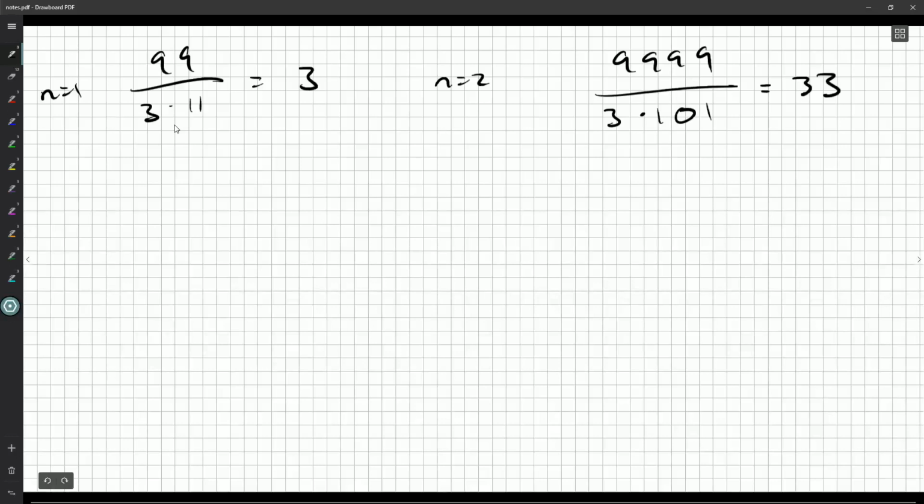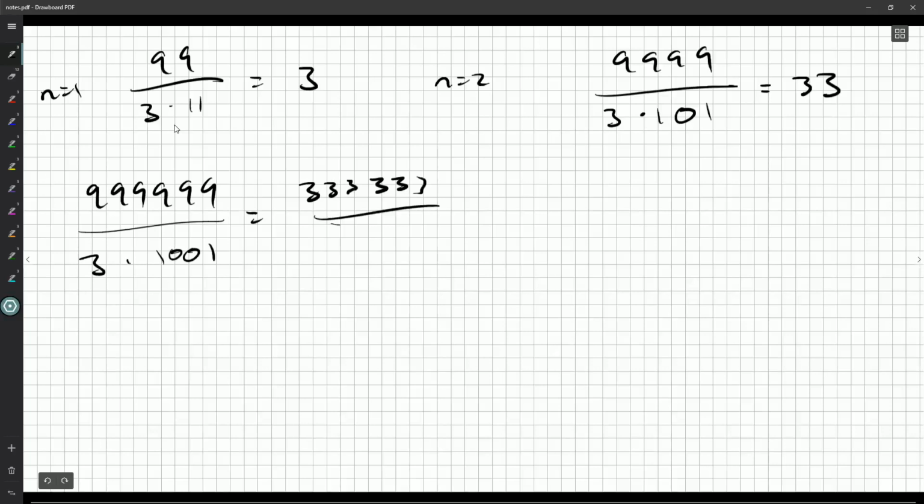So when n is 1, there was one 3. When n is 2, there's two 3s. We could try it again. 10 to the 6 is 1,000,000. Subtract 1, you'll get six 9s. Divide by 3, and then 10 to the 3 plus 1 is 1,001. So divide by 3, you'll get 333,333, and divide by 1,001. We are just going to take this first little segment, and that'll be three 3s. So when n is 3, we get three 3s. When n is 2, we get two 3s. When n is 1, you get one 3. And in fact, there's a reason for this.